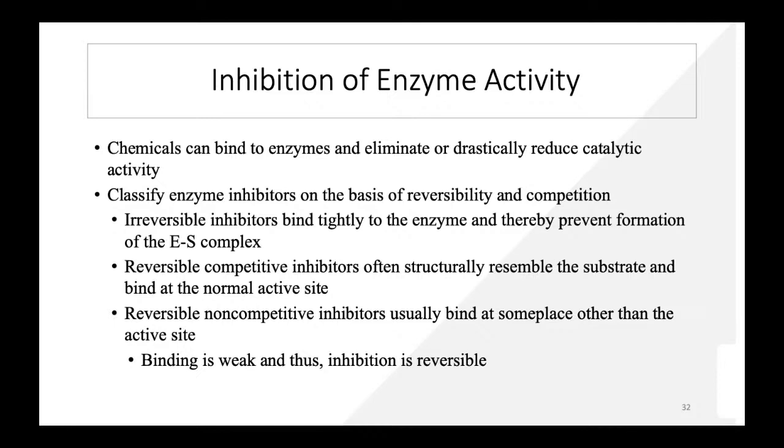So, inhibition of enzyme activity. Chemicals can bind to enzymes and eliminate or drastically reduce catalytic activity. Enzyme inhibitors are classified on the basis of reversibility and competition. Irreversible inhibitors bind tightly to the enzyme and thereby prevent formation of the ES complex. Reversible competitive inhibitors often structurally resemble the substrate and bind at the normal active site.